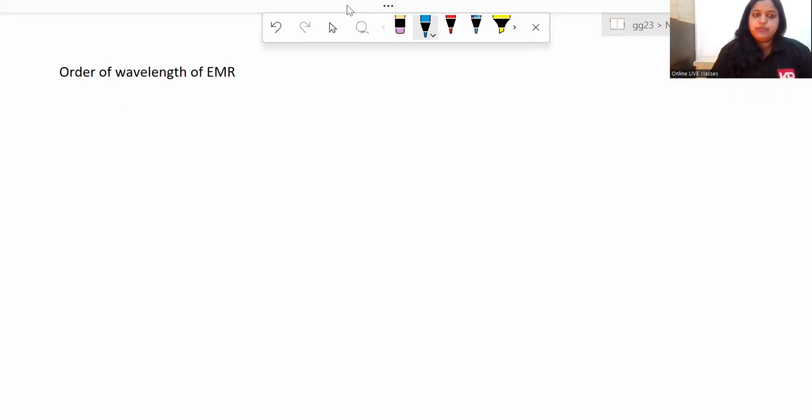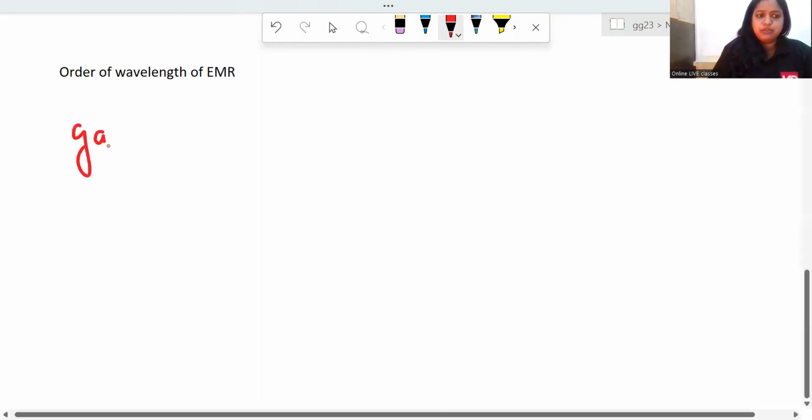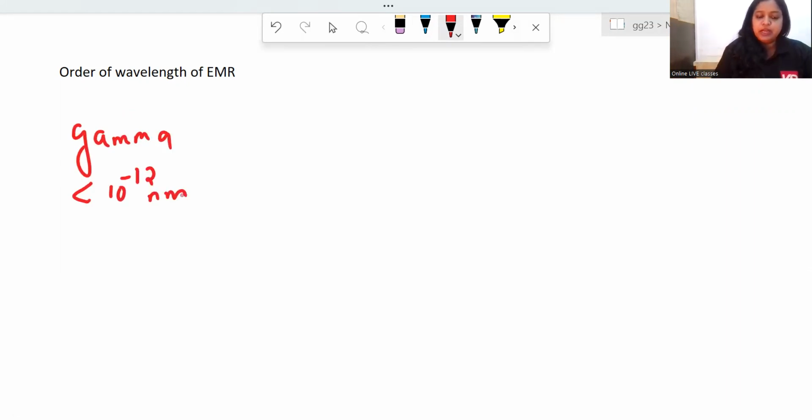The next question is about the order of wavelength of electromagnetic radiation. It was a very simple, very direct question. When it comes to the order of electromagnetic radiation, the smallest one is the gamma rays, which have a wavelength of less than 10 raised to minus 12 nanometer. Then comes the X-ray, which has a wavelength of 1 nanometer to 1 picometer.